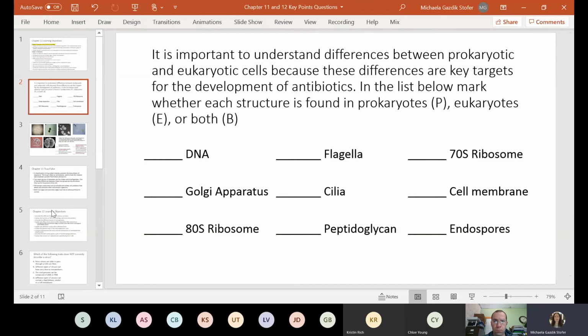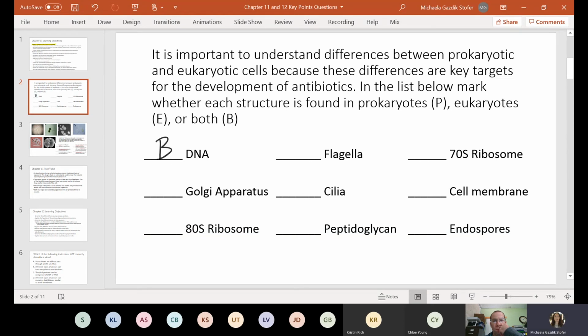So this first question is really just going over basic difference between eukaryotes and prokaryotes. And so this is something that you should be able to look at and do relatively simply without too much difficulty. And so if you can't, remember to go back and review those differences. So we want to look at some of these things and say, okay, which ones are found just in prokaryotes, which ones are found just in eukaryotes, and which ones are found in both.